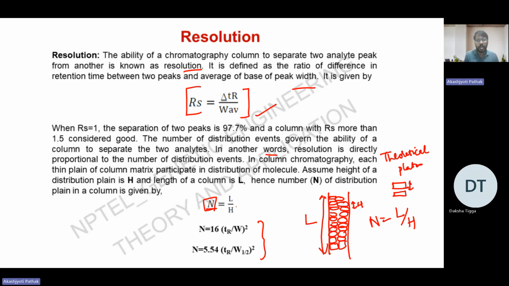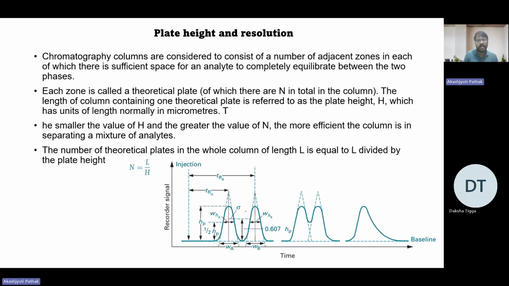If you do not know L, and just by looking at the chromatogram you want an idea of the number of theoretical plates, then you can use this formula: 16 times (TR by W) whole squared. TR is the retention time divided by the peak width, or you can express it in terms of half peak width. See this figure also, which is taken from the book by Wilson and Walker. Here there is one peak A and this is the second peak. The retention time of peak A is TRA.